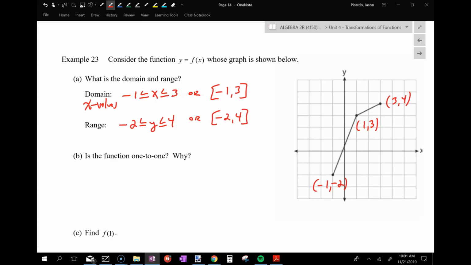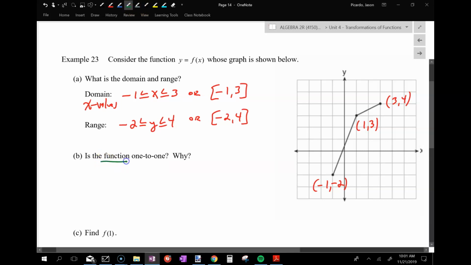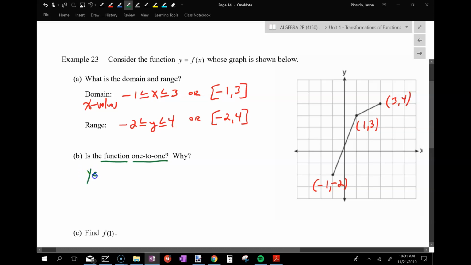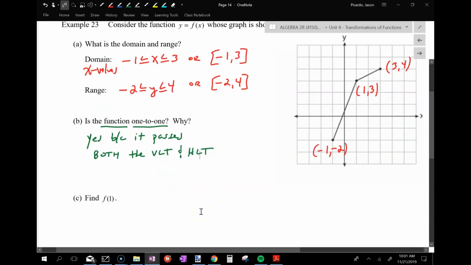You guys better get this next question right. There are 2 key words here, guys. Is the function 1-to-1? Because it passes the horizontal and vertical line test, right? Yes, because it passes both the VLT and the HLT. Passes them both.